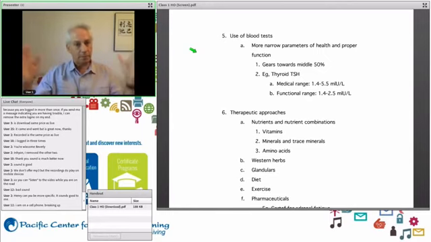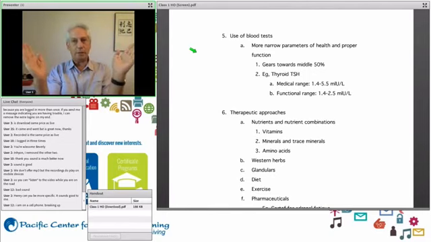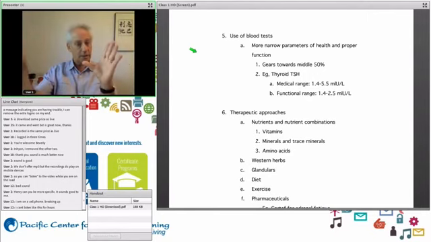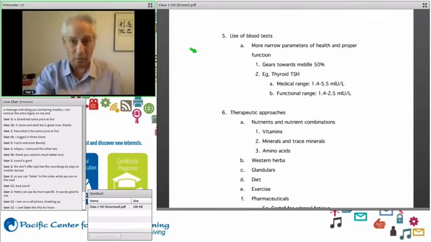The functional medicine people will actually say it's the middle 50% that's normal. The wider range is just everybody that's got it, and they're doing a huge spectrum, but what should really be normal is the middle 50%. And if it's in the upper 25% or lower 25%, it's probably not all that normal.